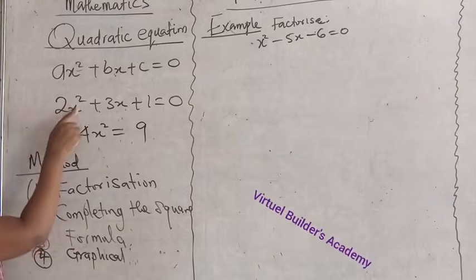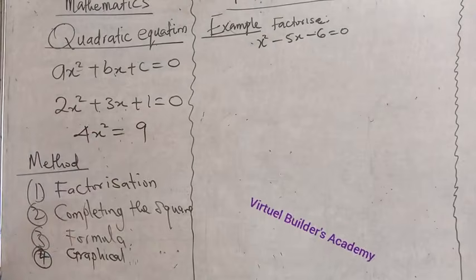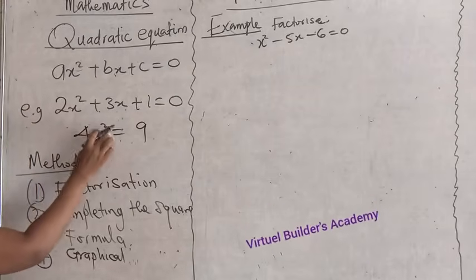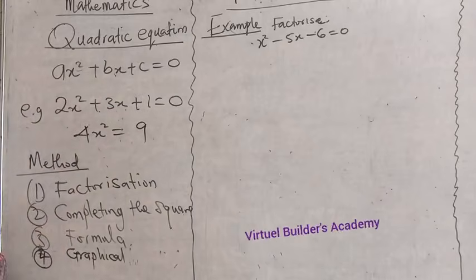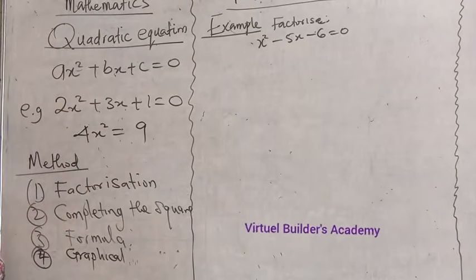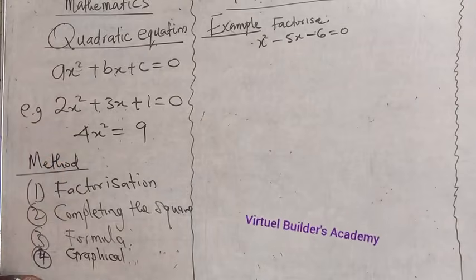2x squared plus 3x plus 1 equals 0 is an example of a quadratic equation. We also have 4x squared equals 2. It may not look completely like the general formula we were given, but because the unknown's power is 2, it is classified as a quadratic equation.